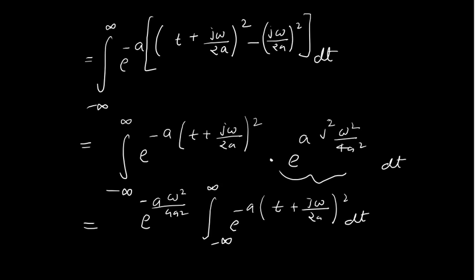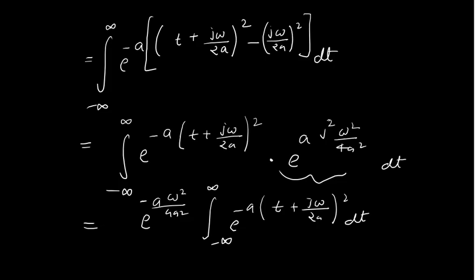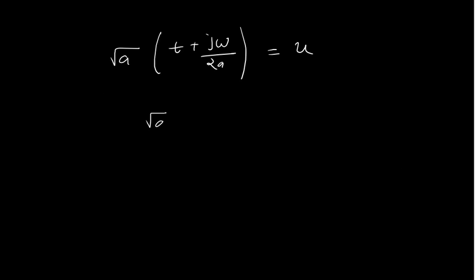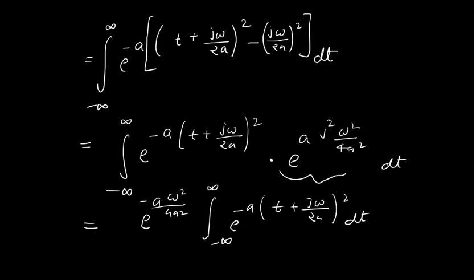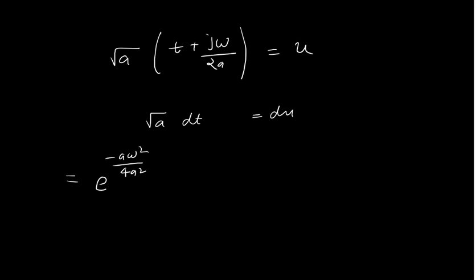Now we have to use a variable transformation: u equals root a times (t plus j omega by 2a). So root a dt is equal to du. The limits would not change because they are from minus infinity to infinity, so the limits remain the same. The outside term is e to the power minus a omega square divided by 4a square, so a would get cancelled.